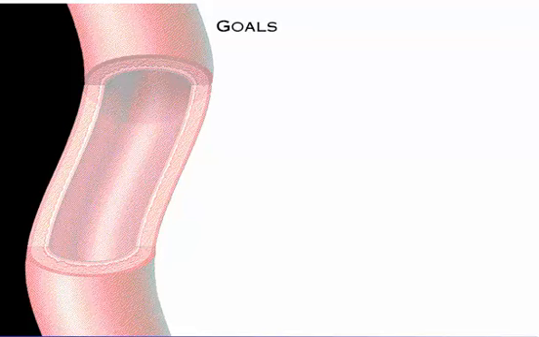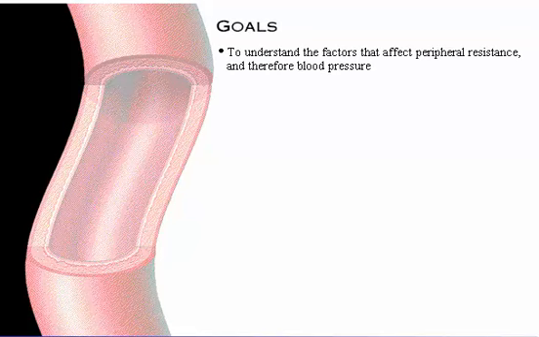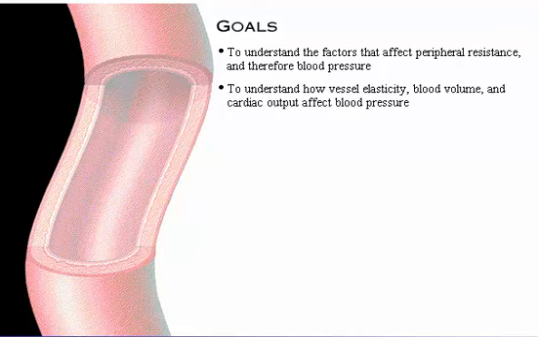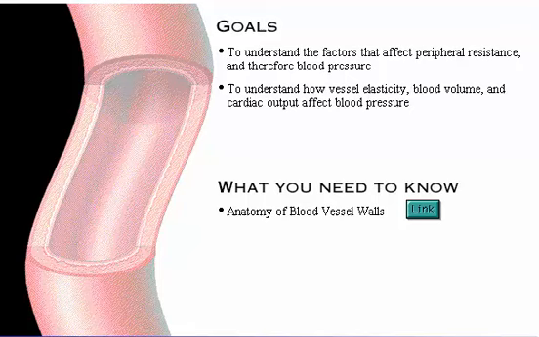Your goals for learning are to understand the factors that affect peripheral resistance and therefore blood pressure, and to understand how vessel elasticity, blood volume, and cardiac output affect blood pressure. Here's what you need to know: the anatomy of blood vessel walls and the factors that affect cardiac output. To see definitions of terms, click the bold red words.